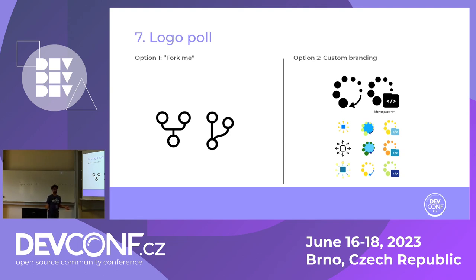So maybe just with a very quick hands up, I know you had very little time to think about this now, but maybe just give me a gut shot. Two of you would go for option one, basically the known icons, the fork me icons, the generic icons. Okay, that is 15. And who would go for option two, custom branding? Okay. You're holding both of your hands up? Okay, so that was 15 to 9. That sounds like there is a slight preference for the fork me direction.